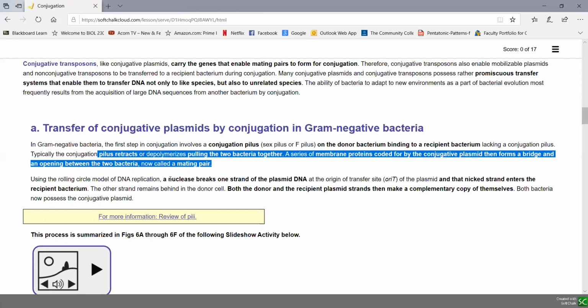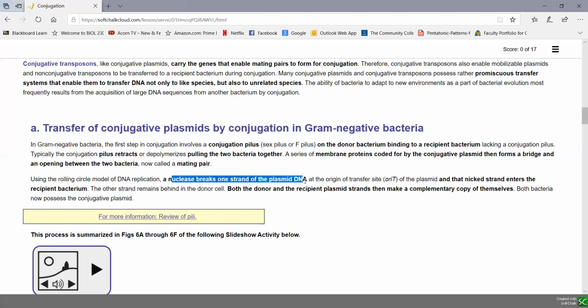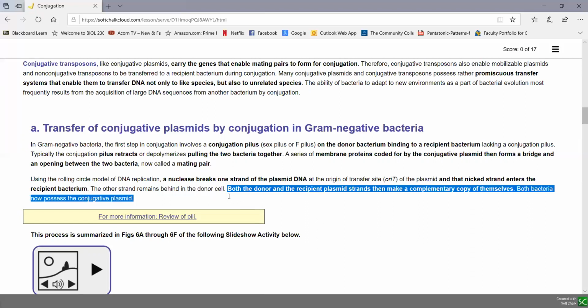And then a nuclease is going to break one strand of the plasmid at a specific site called the origin of transfer site. And that nicked broken strand then enters the recipient, but the other strand's not nicked and it remains behind in the donor. And then both donor and recipient plasmids make a complementary copy of themselves by normal complementary base pairing, adenine pairing with thymine, guanine with cytosine. And so when we're done, both bacteria now have a conjugative plasmid.